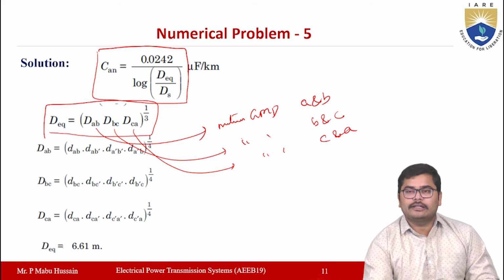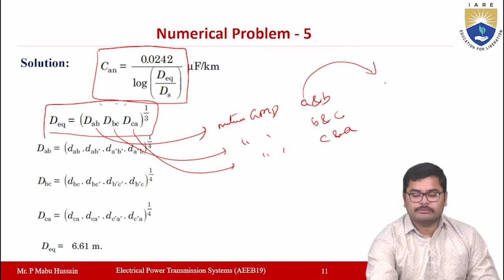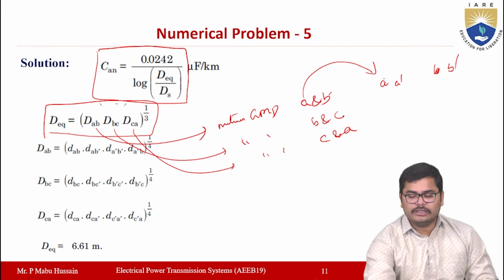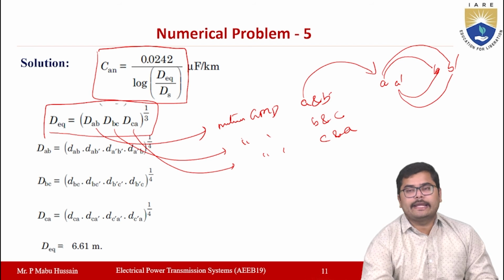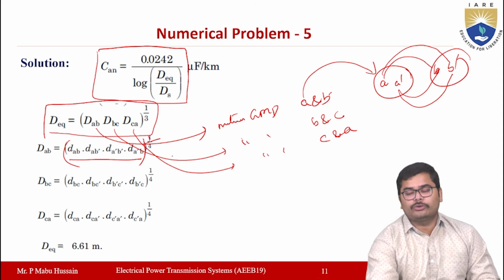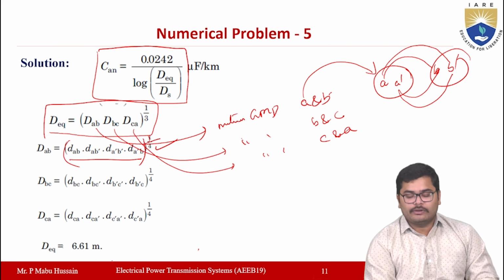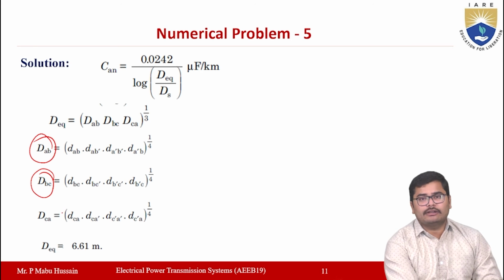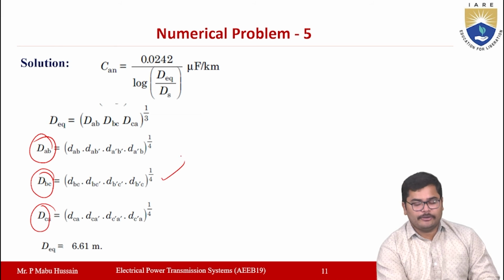So how can we calculate the mutual GMD here? In a double circuit transmission line, A will have A dash, and B also has B dash subconductors. Then the mutual distances will be DAB, DAB dash, DA dash B, DA dash B dash. All these products whole to the power of 1 by 4, since 2 into 2 is 4. Like this, you can calculate the value of DAB. Similarly, the value of DBC considering phases B and C, and DCA considering phases C and A. These are the equations for calculating DAB, DBC and DCA.